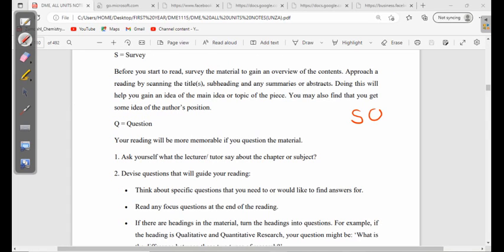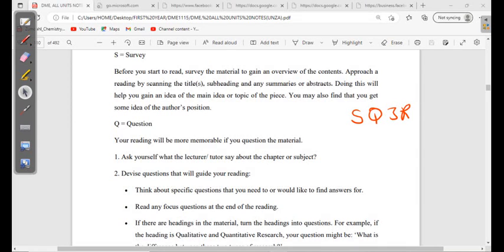So remember we are saying it is SQ3R. When you survey, the next thing will be a Q, which is a question. You've already found out the general idea of the topic. Now you get to question. In the question stage, your reading will be more memorable if you question the material. That is very important. So ask yourself what the lecturer or tutor says about the chapter or the subject. Ask yourself questions and then devise questions that will guide your reading.